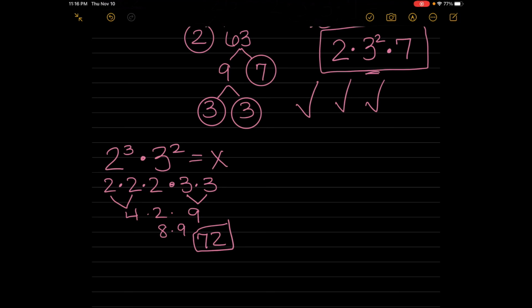And I think that's it. Okay, so that is how you do prime factorization using factor trees.